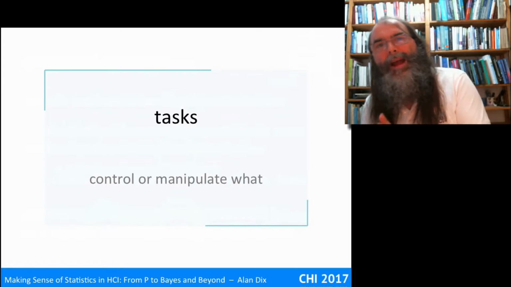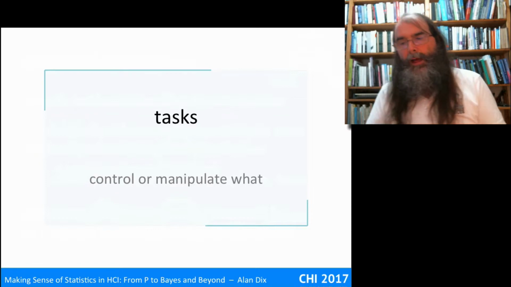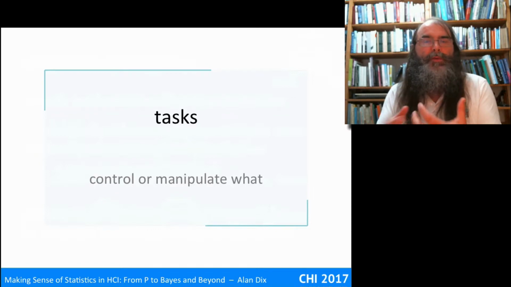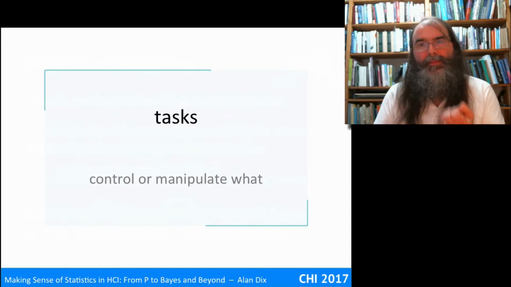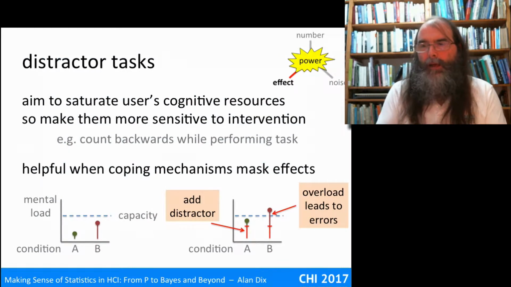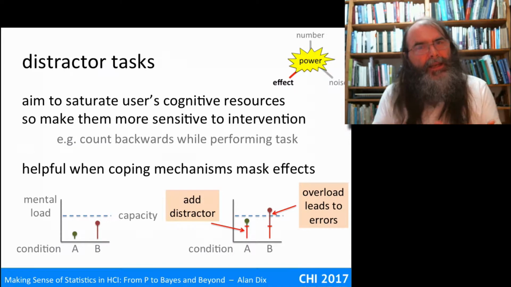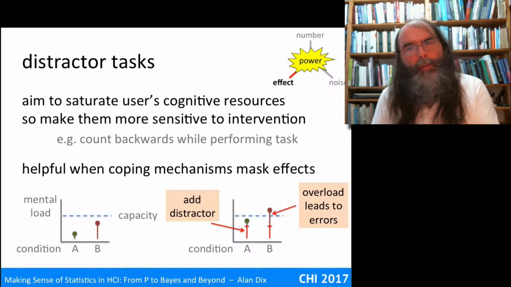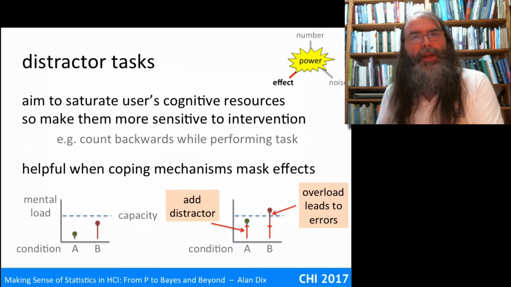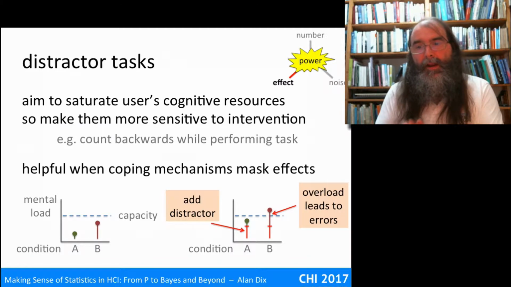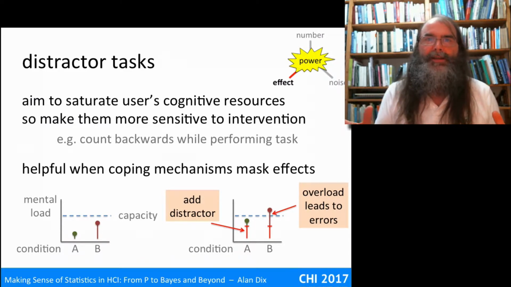Okay, the other thing we might vary in order to increase power is the tasks we give people. If we can control or manipulate those, we might be able to find out something different. One kind of thing, which is used particularly in human factors and ergonomics experiments, strangely not so much in HCI, but is very, very powerful, is distractor tasks. And this is about increasing the effect size.